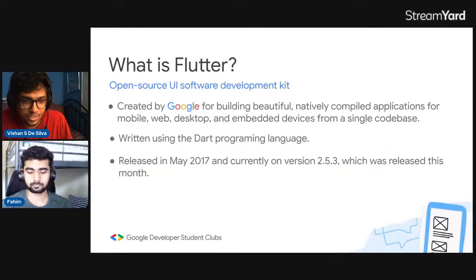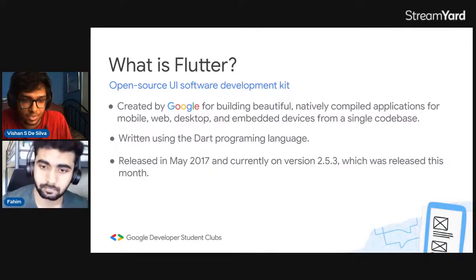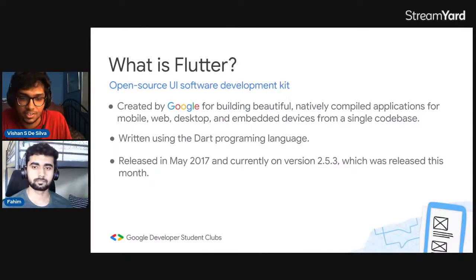Flutter is written using the Dart programming language, which is also developed by Google. It's very similar to Java and JavaScript, so it's relatively easy to pick up. Flutter's initial release was in May 2017, and it's currently on version 2.5.3, which released this month.